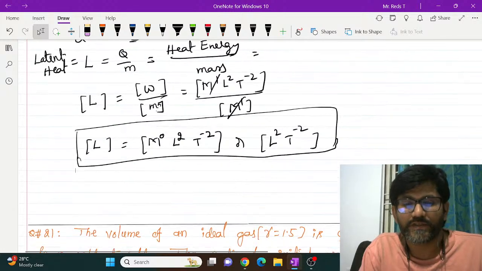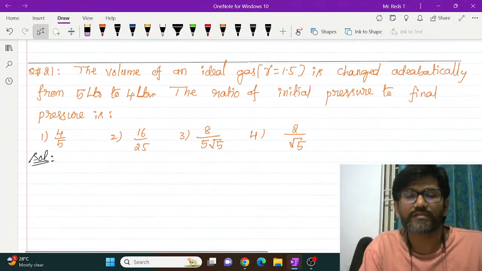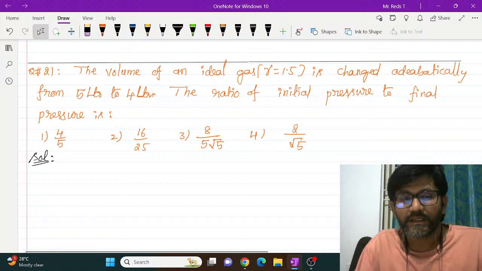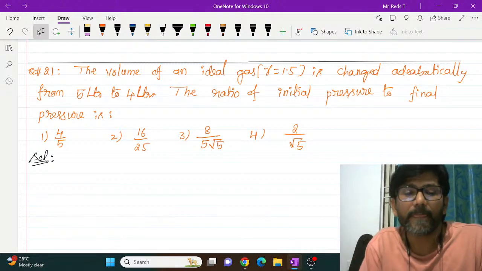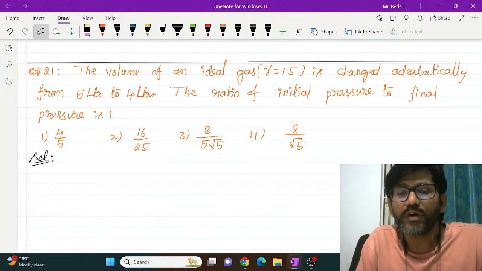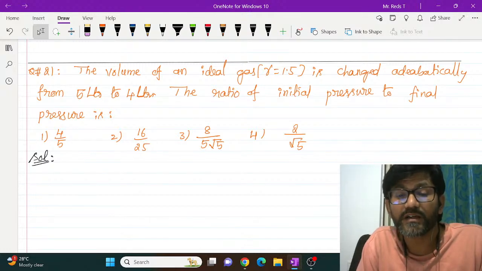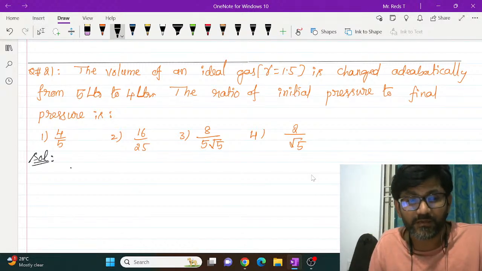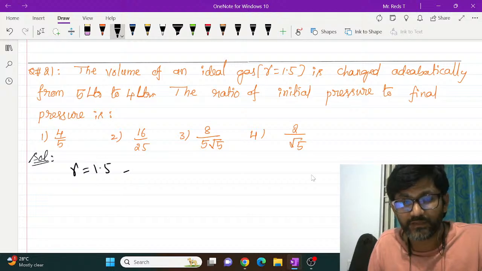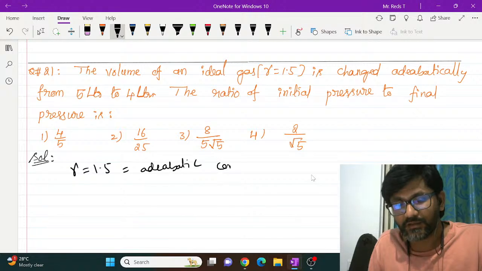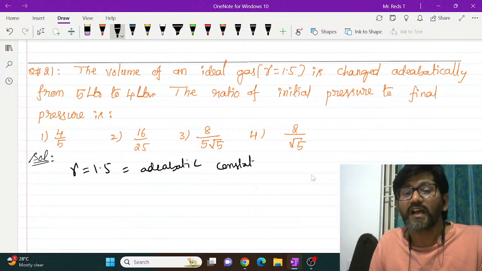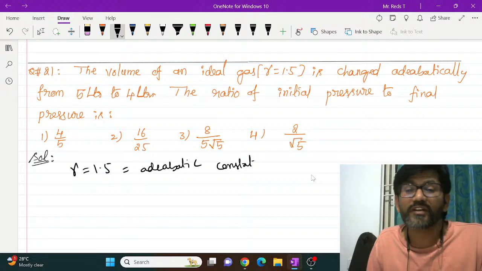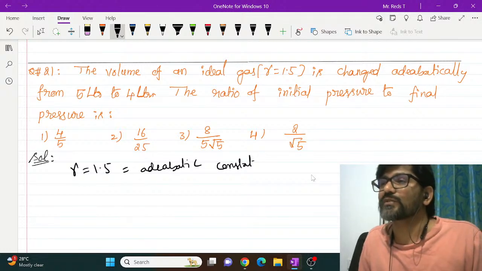The next question is this. See, the question is the volume of an ideal gas, within bracket gamma equal to 1.5. What is gamma? Adiabatic constant of the gas is 1.5, given gamma is equal to 1.5. Adiabatic constant, or you can say ratio between specific heats also. Gamma equal to Cp by Cv. Immediately you should be able to understand.